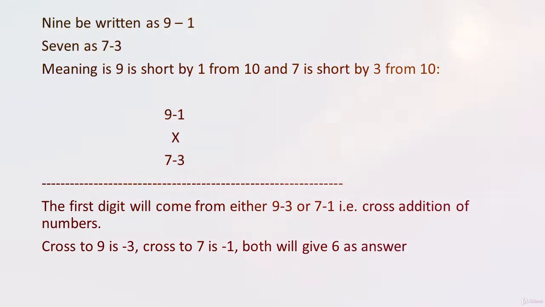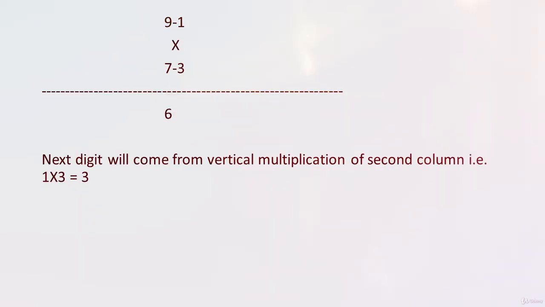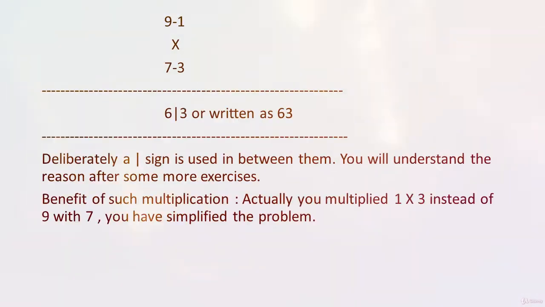To get the first digit, we will either do a cross addition of 9 with minus 3 or 7 with minus 1. Both will give you the same answer, that is 6. So we get the first digit of our answer, that is 6, and you get the second digit of your answer from vertical multiplication of right hand side numbers, that is 1 multiplied by 3, that is 3. So our answer is 63.